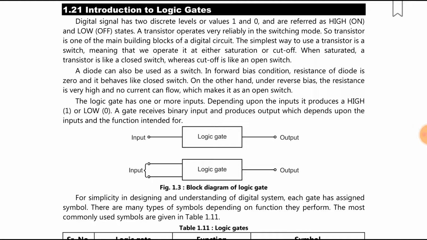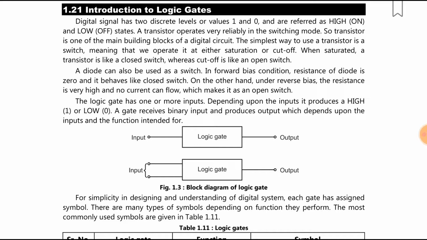Now the digital signals have two discrete levels or values, 1 and 0, and are referred to as high and low states, on and off state. A transistor operates very reliably in the switching mode. So transistor is one of the main building blocks of a digital circuit. The simplest way to use a transistor is as a switch, meaning that we operate it at either saturation or cutoff region. When saturated, a transistor is like a closed switch, whereas cutoff is like an open switch.